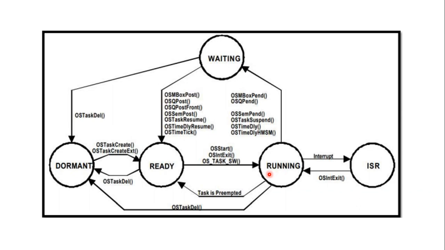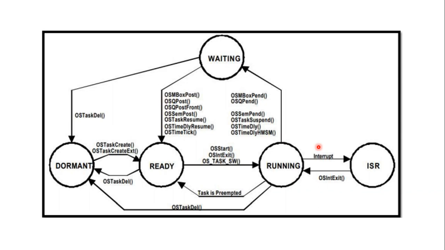The running task may delay itself by getting into the waiting state with the help of calls like OSTimeDly, with arguments like hours, minutes, seconds, and milliseconds. These are extra features. Once we are in the running state, it can be interrupted by an interrupt signal, and it can return back to the running state through the OS exit signal. So a running task can always be interrupted. This is basically the idea.